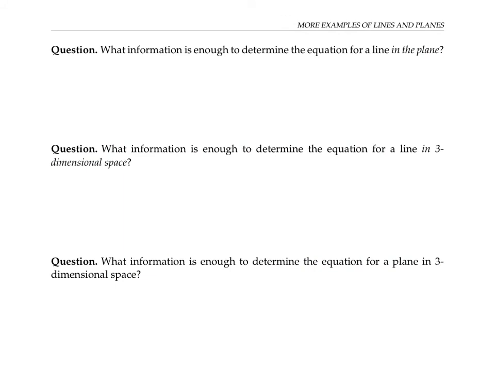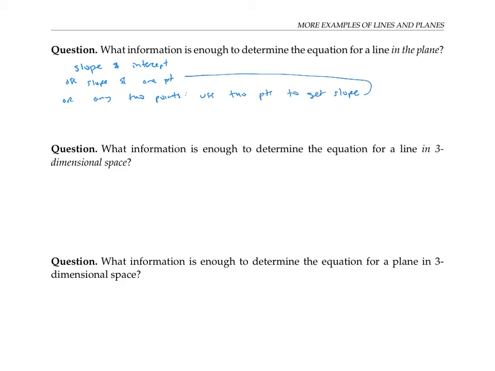I want to make an analogy between lines in the plane and planes in space. What information is enough to determine the equation for a line in the plane? Well, typically we need a slope and an intercept, or just a slope and any one point will do. Or we could get the equation for a line in the plane just with any 2 points. First, we use the 2 points to get a slope, and then we use the slope and 1 point to write down the equation of the line.